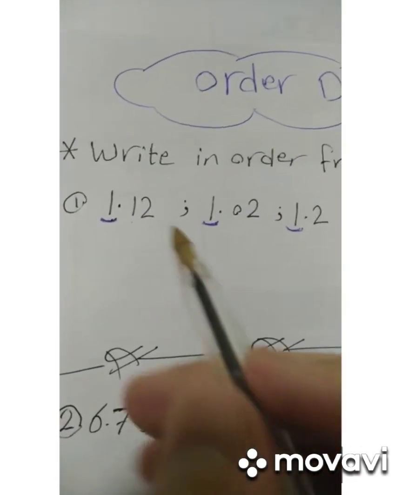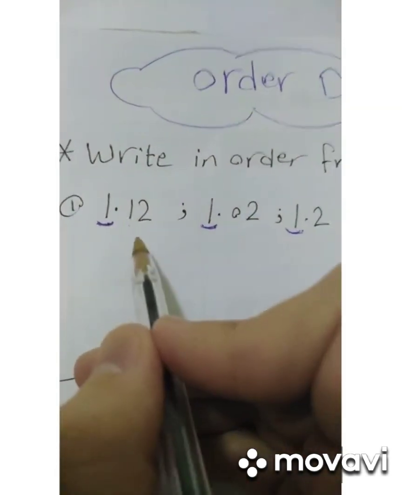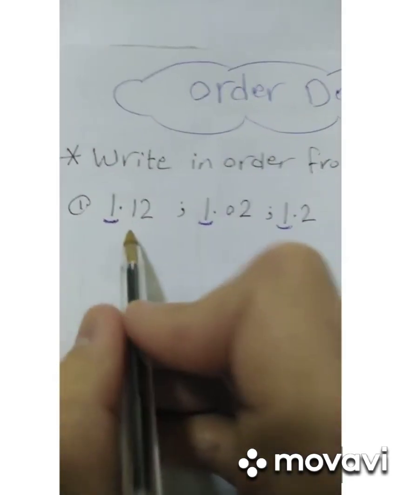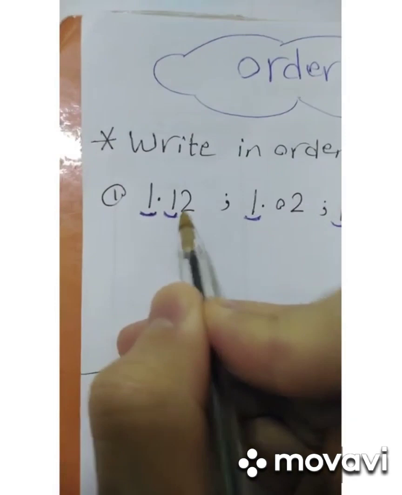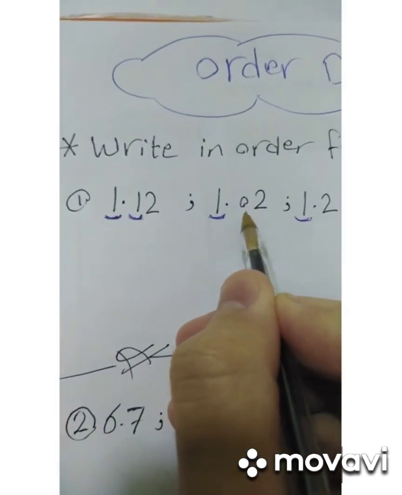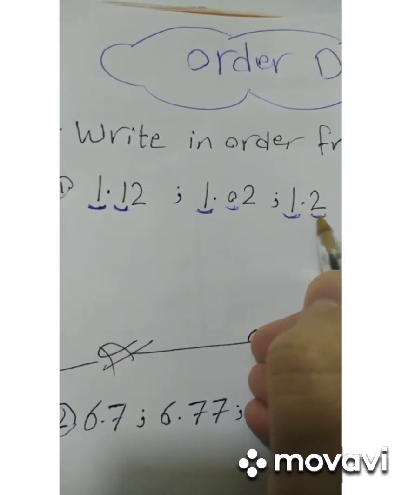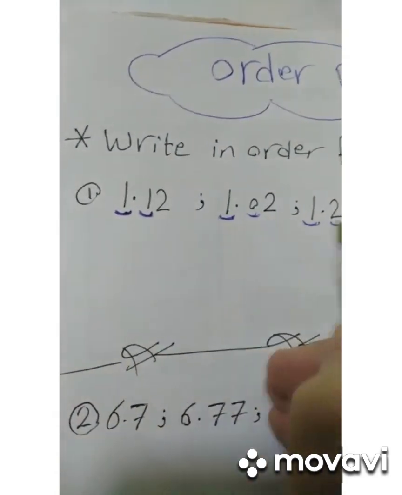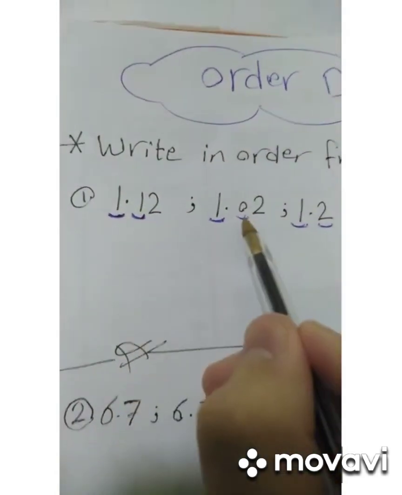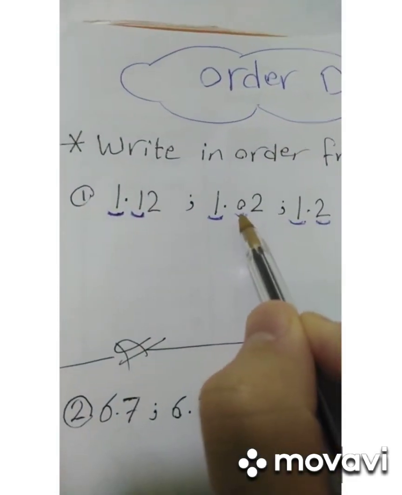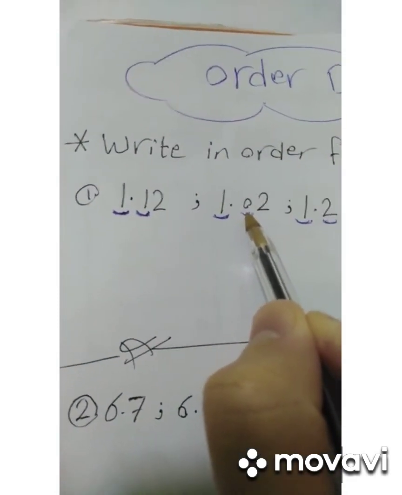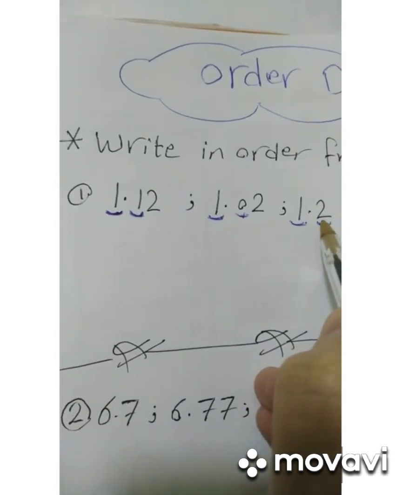So now we can determine what is the smallest number. Do what? Yes, go to tenth. Compare tenth. Okay, go to tenth. Tenth here is what? Is 1. And in the second decimal is 0. In the third decimal, tenth is 2. Can we determine what is the smallest now? 1 or 0 or 2? Yes, 0 is the smallest one. Smaller than 1 and smaller than 2.